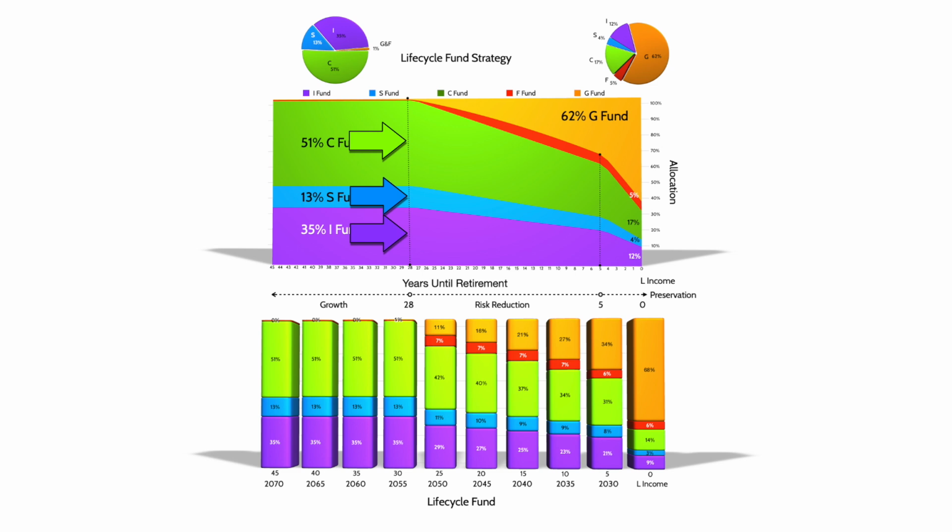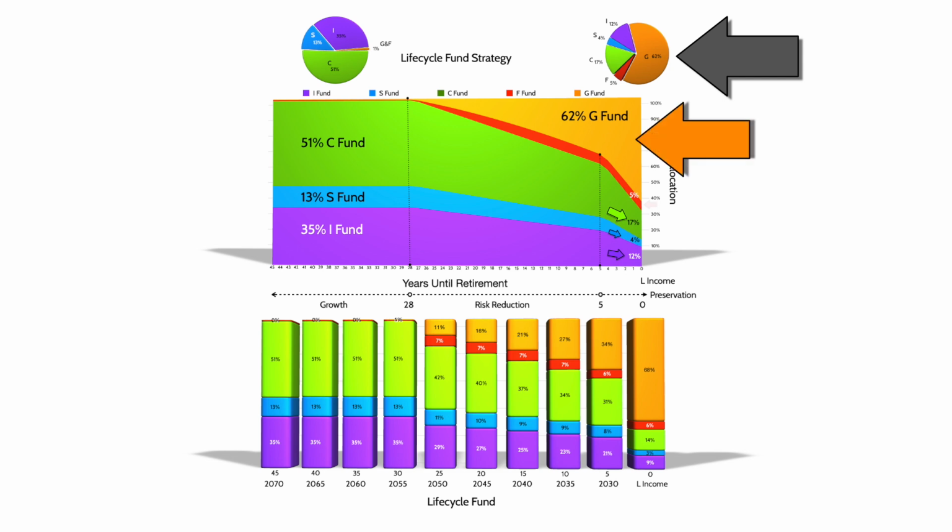This process occurs at this rate for 23 years and at a faster rate for the last 5 years, until your Lifecycle fund's year is reached when you are consolidated with all the other investors in the L Income Fund, with a target allocation of 62% G, 5% F, 17% C, 4% S, and 12% I.